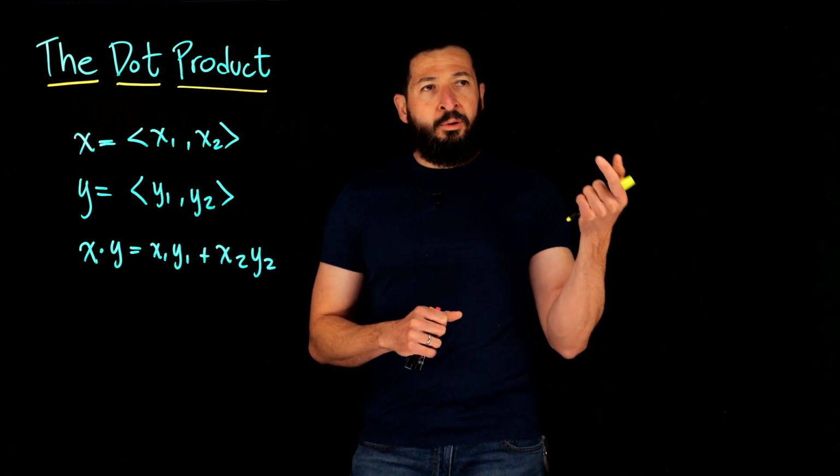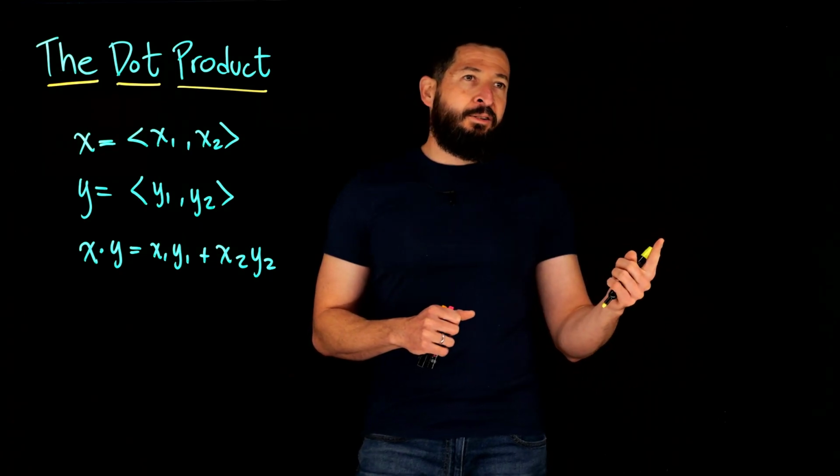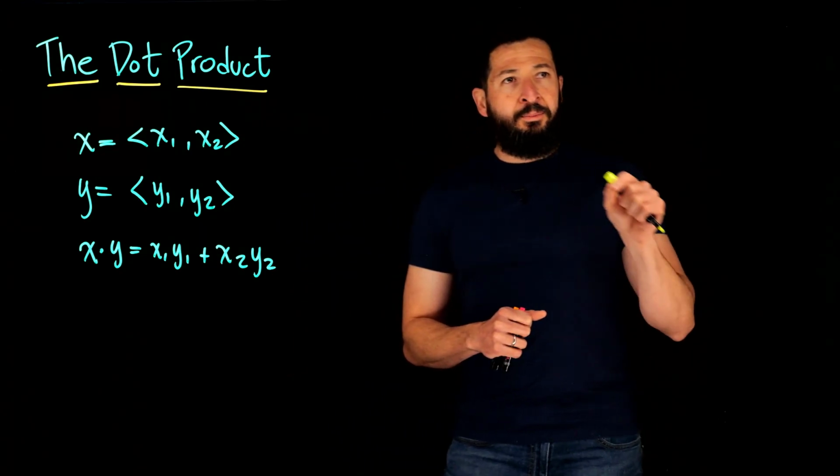So you're getting a product of two vectors, and it's not giving you a vector back. So it's not a binary operation. It's giving you a real number back.